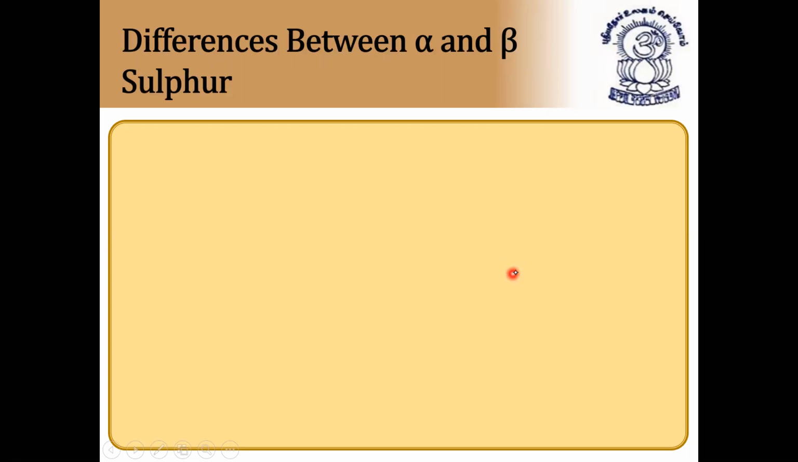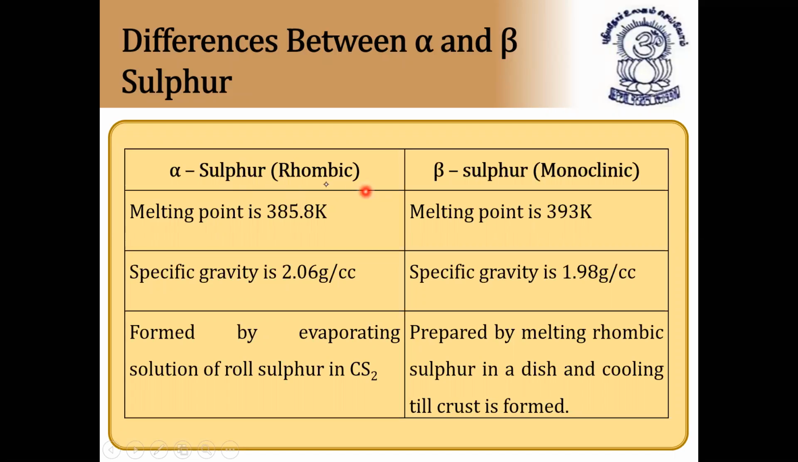So these are the differences between alpha and beta sulfur, that is rhombic and monoclinic. We have two allotropes of sulfur, rhombic sulfur and monoclinic sulfur. These differences are very important. They'll ask statement based questions on this. Alpha sulfur melting point is 385.8 kelvins, and beta sulfur melting point is 393 kelvins, slightly higher than alpha sulfur. Specific gravity is 2.06 and 1.9, so beta is less.